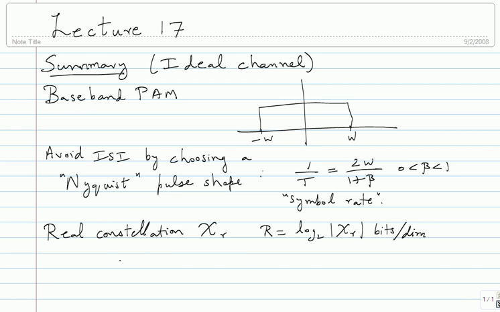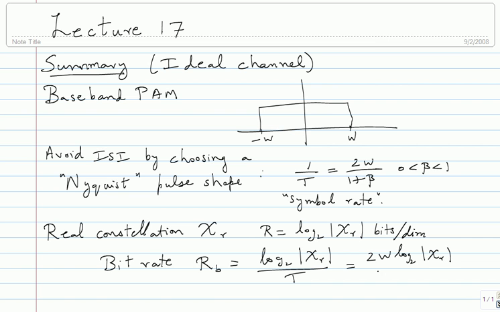So once you come up with this, you can also define very easily what the bit rate will be. Maybe R_B is going to be log base 2 of the size of XR divided by T. If you want R by T, you can write it as 2W log base 2 size of XR, which is R, divided by 1 plus beta. There's a closely related quantity called spectral efficiency, which is defined as the actual bit rate divided by the amount of positive bandwidth that you're using. So you have bit rate R_B here. What is the positive bandwidth you're using? W. So you divide by this and you get your spectral efficiency.